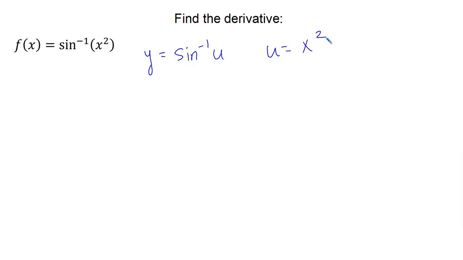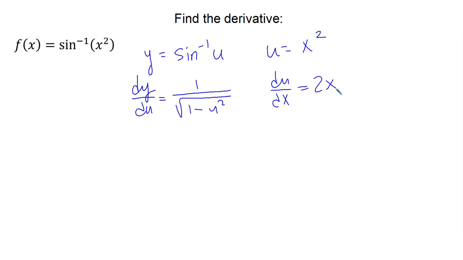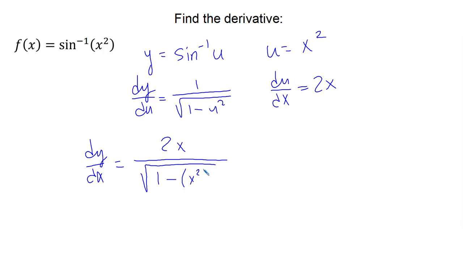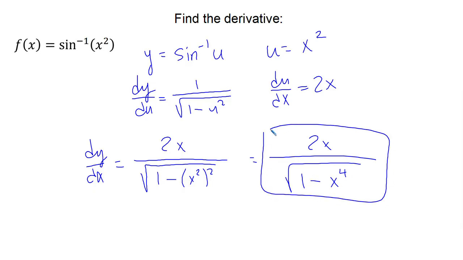So when we do our derivatives, dy/du, for the chain rule, should be 1 over root 1 minus u squared, because that's the derivative of inverse sine. And then we'll multiply that by the derivative of u with respect to x using the chain rule, which is just 2x. So we'll end up with dy/dx equals 2x over root 1 minus u squared, where u is x squared. And so we'll rewrite this as 2x over root 1 minus x to the fourth, and that should be our final answer.